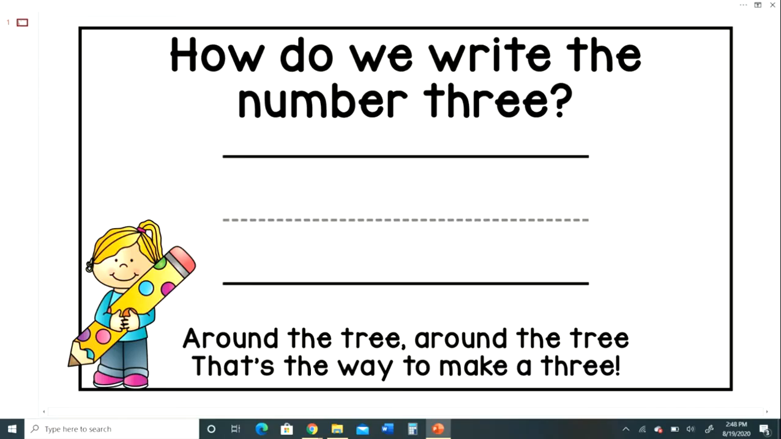How do we write the number 3? Around the tree, around the tree. Let's say to make it 3. Try it again. Around the tree, around the tree. Make a 3.